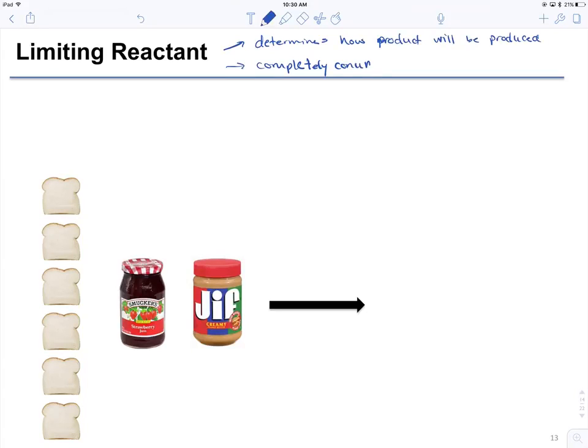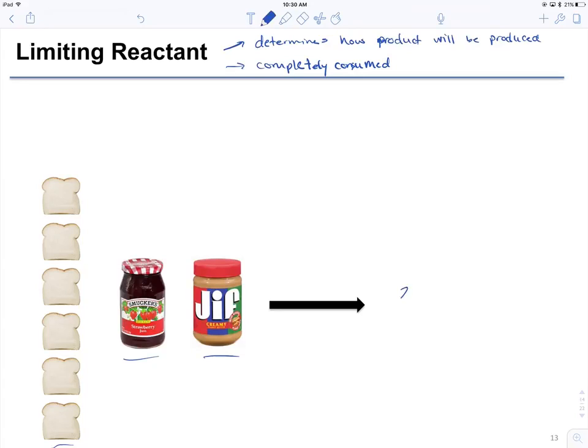So let's look at the preparation of peanut butter and jelly sandwiches. Let's say we have 6 slices of bread, a whole jar of jelly, and a whole jar of peanut butter. Okay, so if we're going to make peanut butter and jelly sandwiches with these materials, what's the number of sandwiches that I can make?